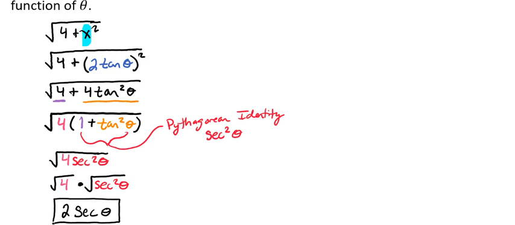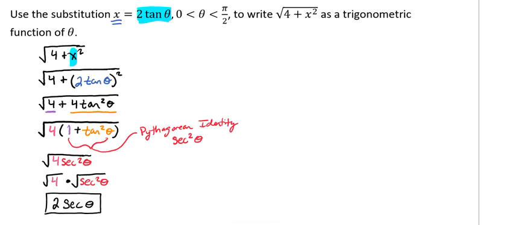So we've used substitution with x equaling 2 times the tangent of theta, where theta is between 0 and pi over 2, to write the square root of 4 plus x squared as a trigonometric function of theta.